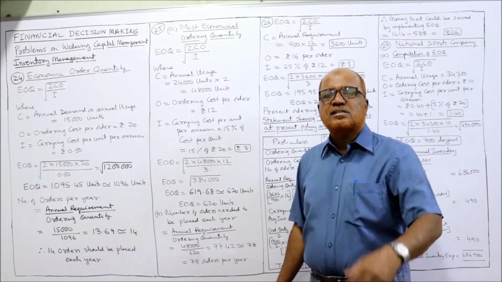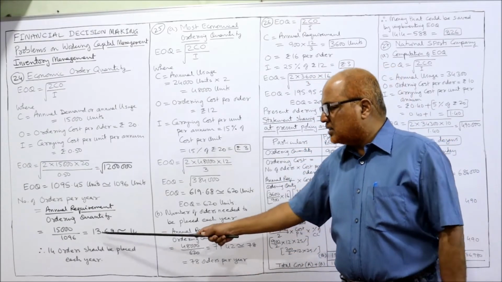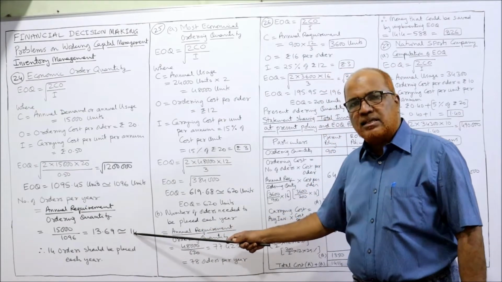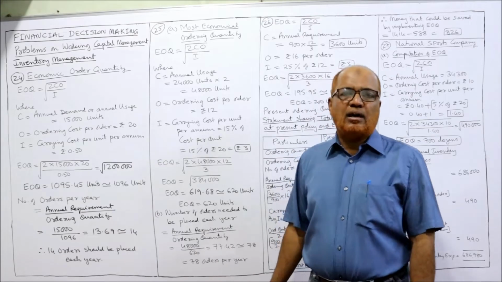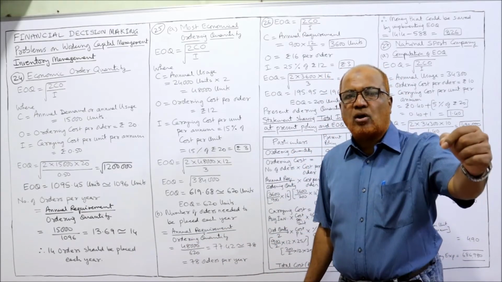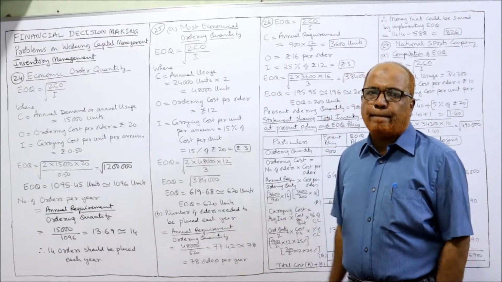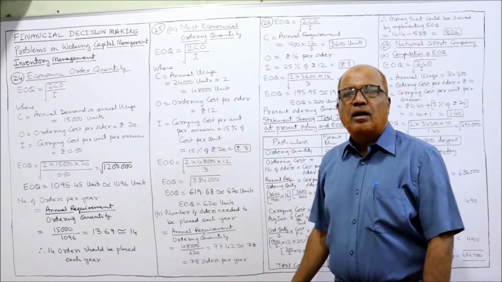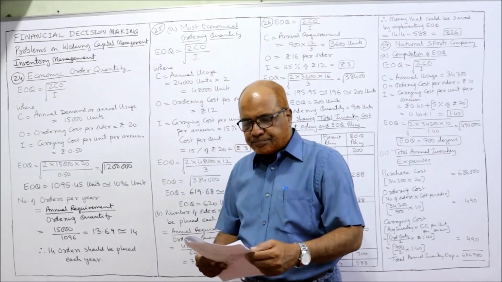Again, number of orders cannot be in fraction. So we can round it off. 13.69 can be made equivalent to 14. The number of orders to be placed each year is 14 orders. Every time, whenever we place the order, we place 1096 units. That's all. This is the end of problem number 24. Now, see the 25th problem.